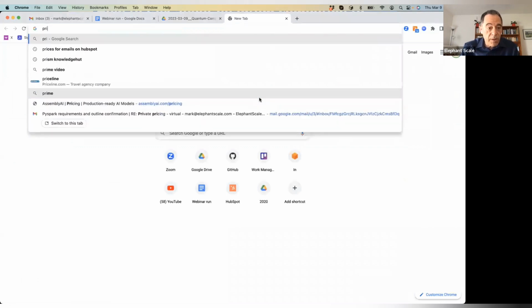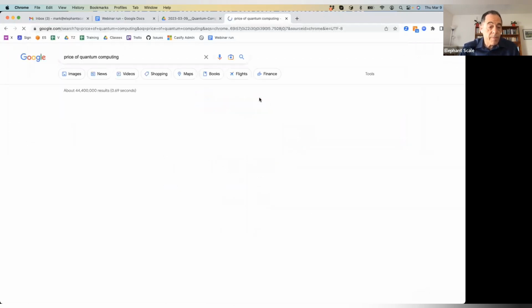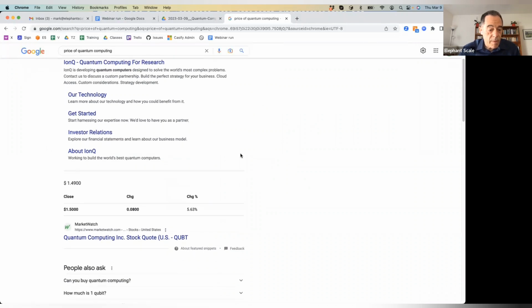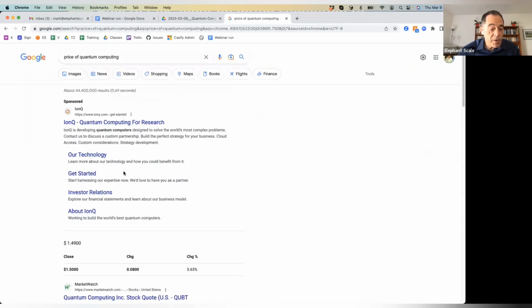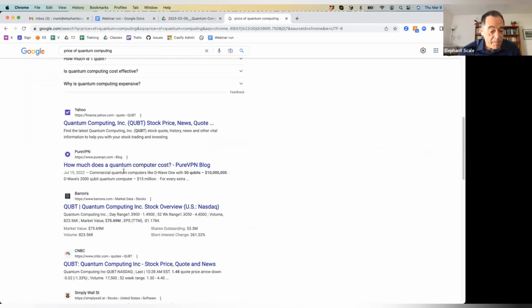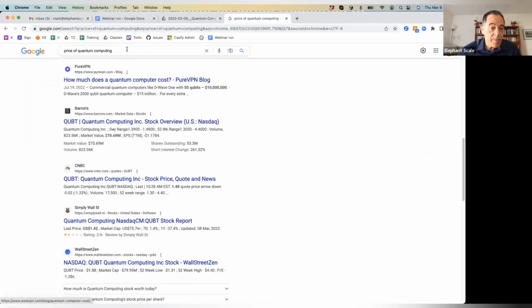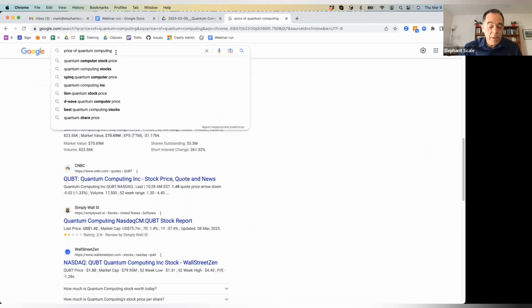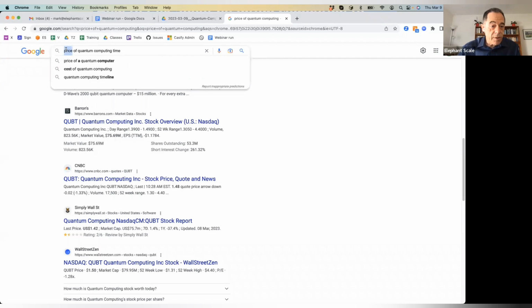Okay, but price. So we just say price of quantum computing. $1.49, $1.50, but it's not the same. It's the right price, but not for the right thing. Let's find IBM. Okay, price of quantum computing time. And maybe I should say cost.